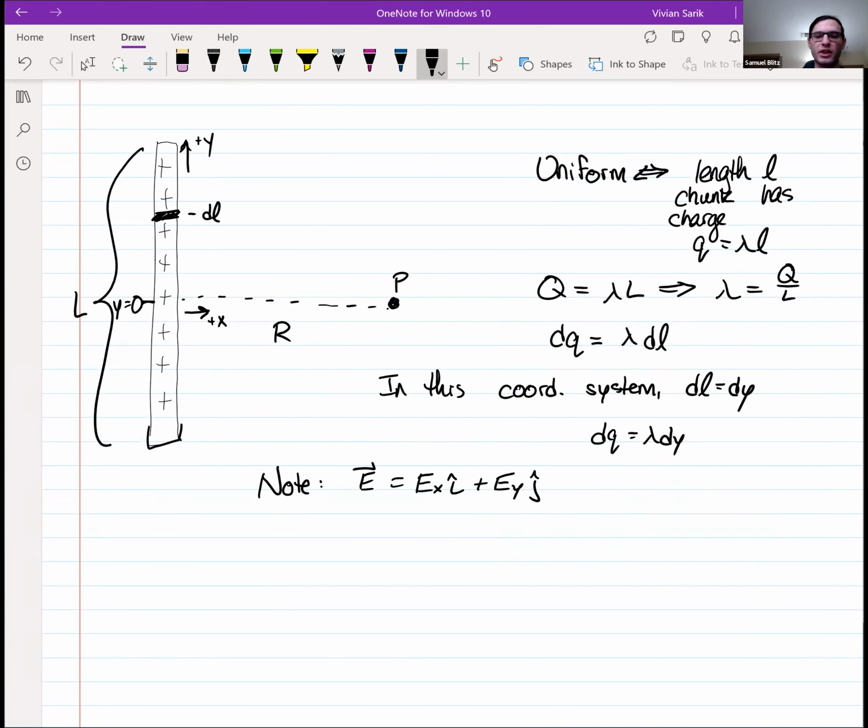Also keep in mind that this system is cylindrically symmetric. So the x and z directions are kind of interchangeable here. You could rotate the whole system and it wouldn't change anything.